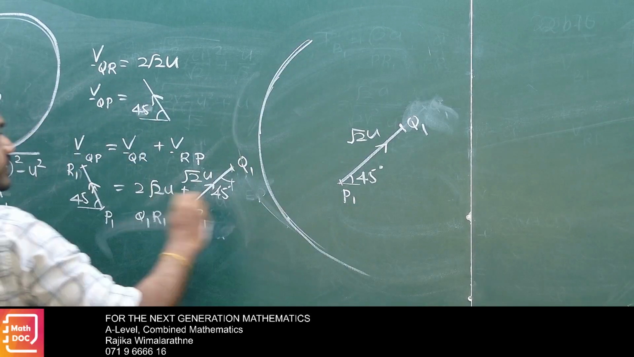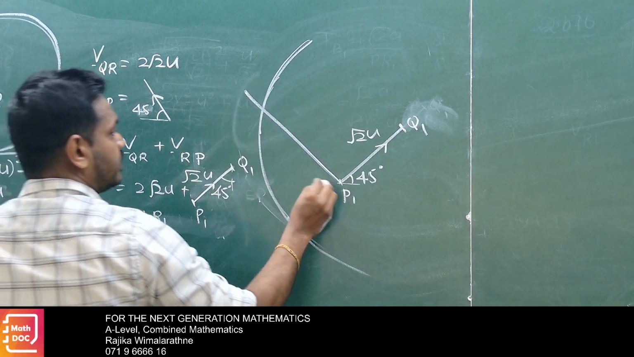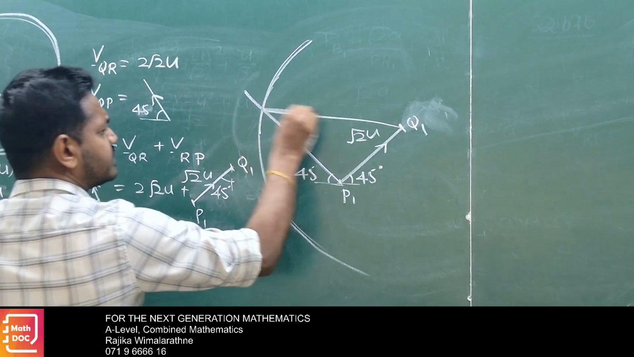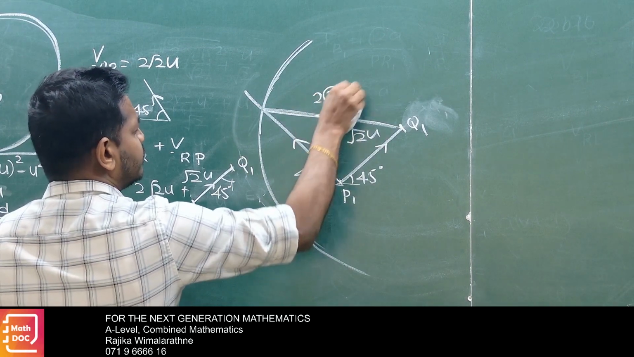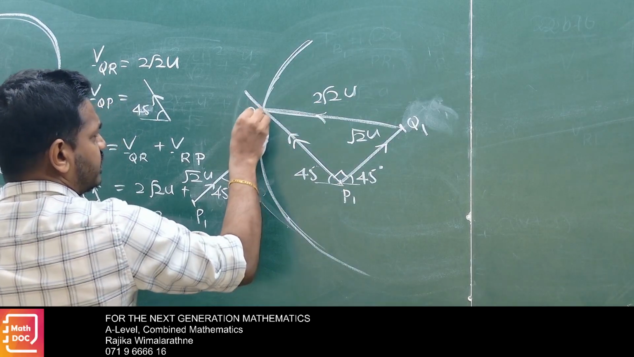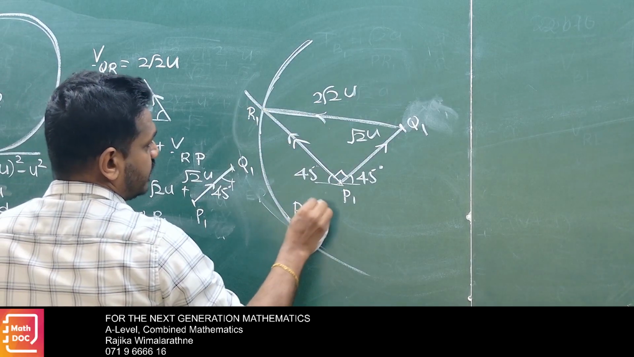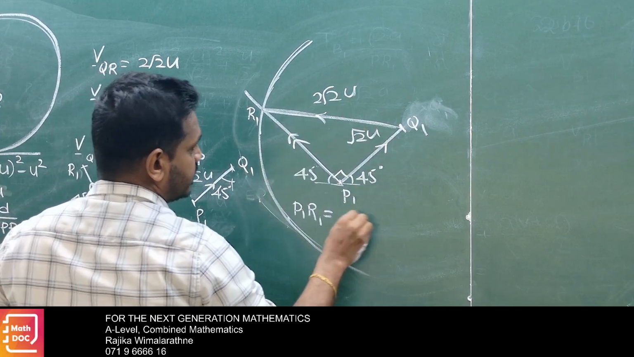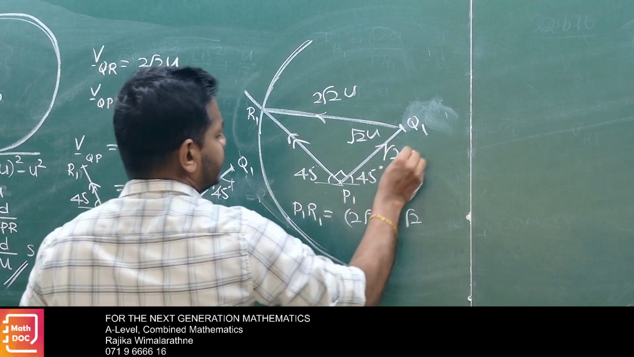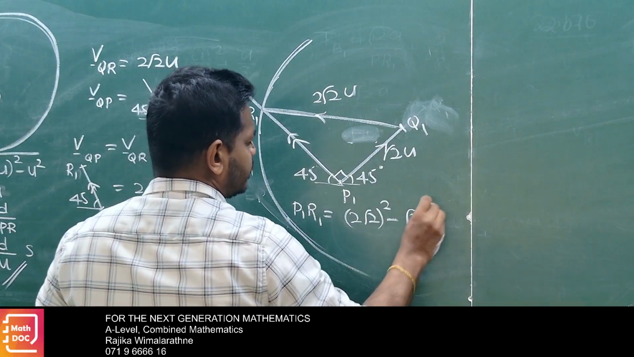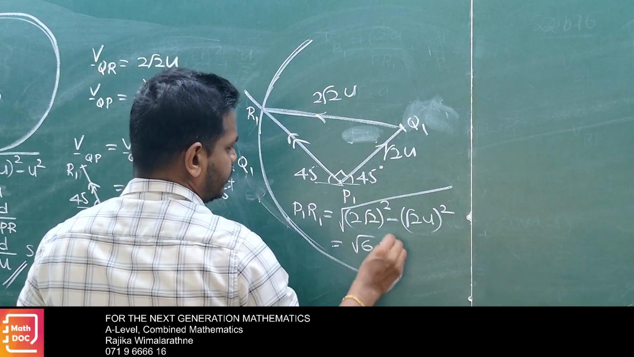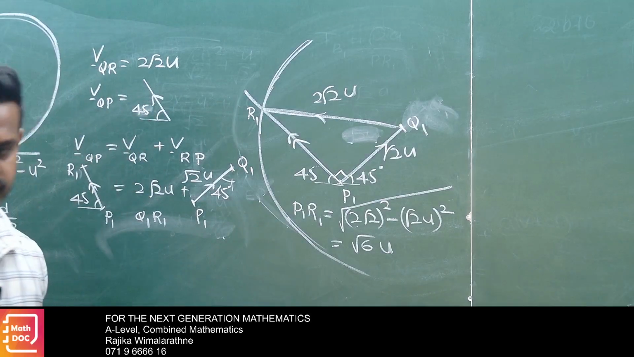Then P1 R1, 45 inclination again. Then here radius 2 root 2, u. Here 90, no? Then you can find P1 R1. Then P1 R1 equals, applying the Pythagorean theorem, 2 root 2 squared minus root 2 u squared, square root. Then here root 6 u.